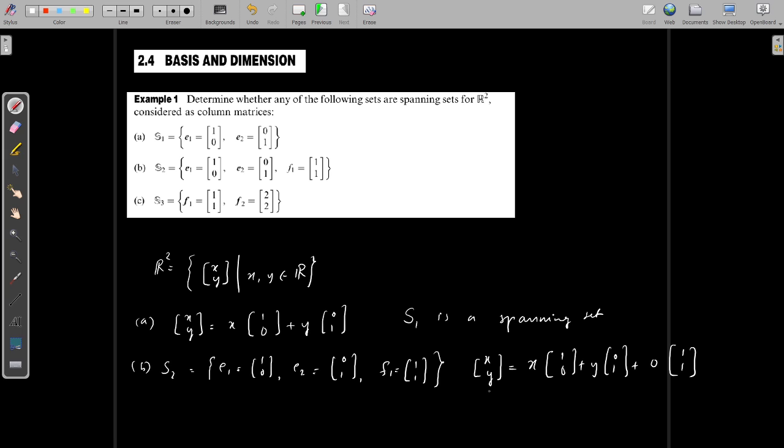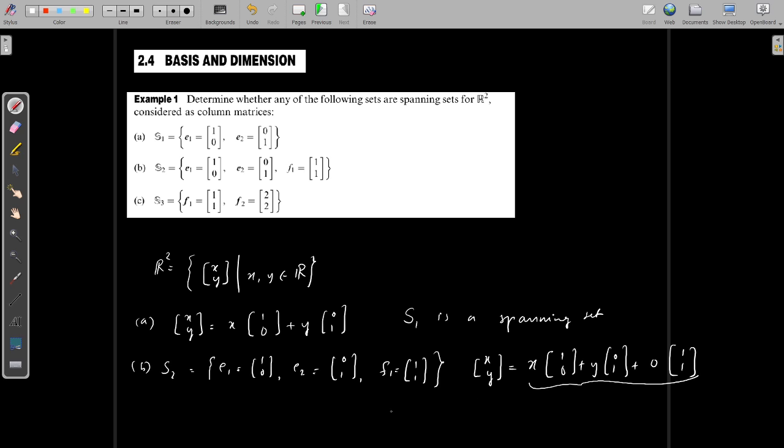Okay, that means any vector (x, y) can be written as x times (1, 0) plus y times (0, 1) plus 0 times (1, 1). So any vector (x, y) can be expressed as a linear combination of these three vectors. Okay, this is a linear combination even though this coefficient is 0. So if S1 spans V or R2, we can say that S2 spans R2 as well, because S2 contains the vectors of S1. So it is enough to choose the vectors of S1 to span R2.